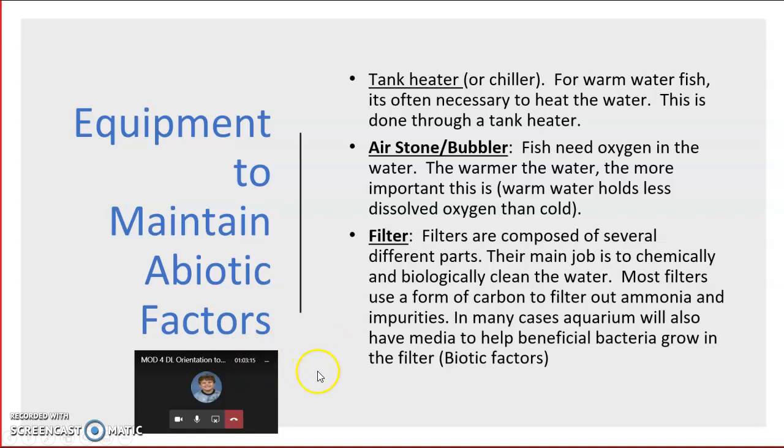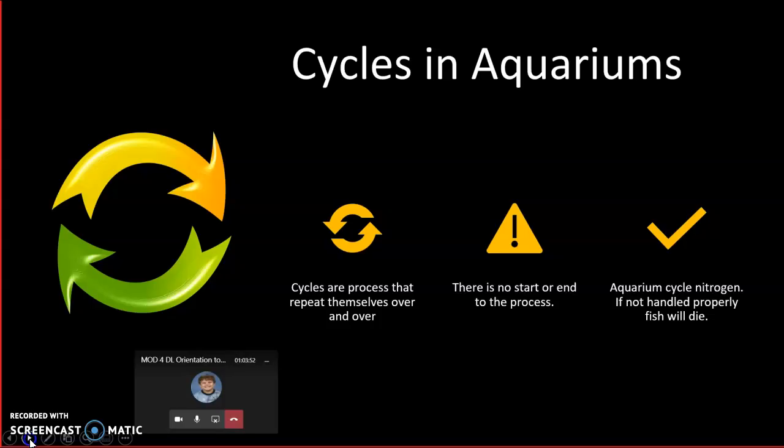In many cases, filters will grow beneficial bacteria. Now, the beneficial bacteria, because it's living, will be a biotic factor, but the filter will still be an abiotic factor. Beneficial bacteria is biotic, just like fish are biotic, and corals, sea stars, crabs, and plants or algae, those are all biotic. Abiotic would be like a filter, an air stone, a tank heater. Those are abiotic factors in our aquariums. We still have not filled out blank number three, so please wait. We are not there yet.